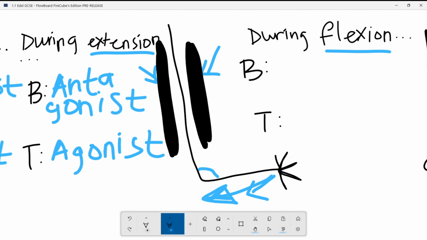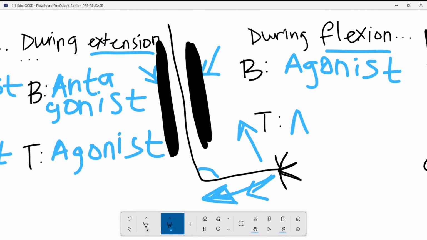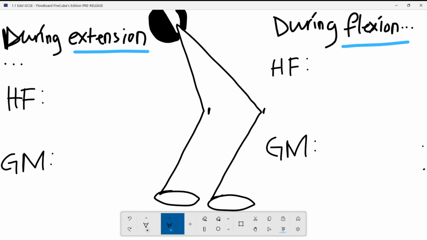Now, on the other hand, during flexion, where this arm moves upwards, your biceps are going to be contracting, so they're going to be the agonist. Meanwhile, your triceps are going to be relaxing, so they're going to be the antagonist to allow this flexion movement to occur.